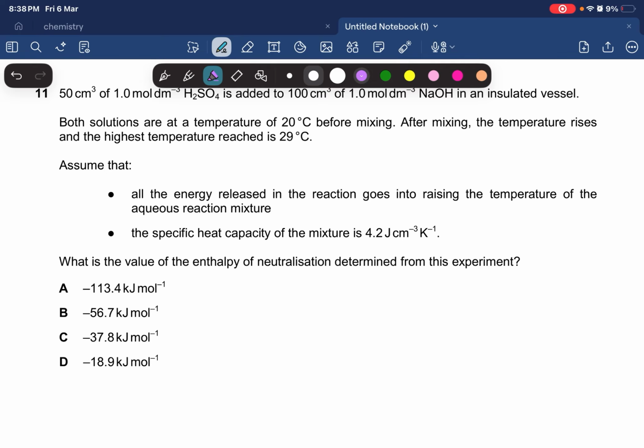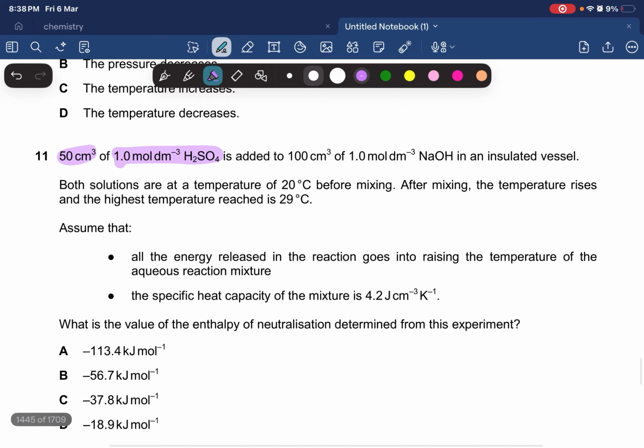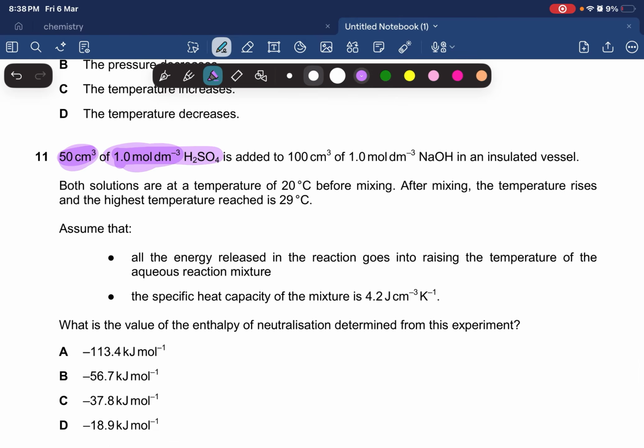So the next question states that 50 cm cube of 1 mole per dm cube H2SO4 is added to 100 cm cube of, again, 1 mole per dm cube NaOH in an insulated vessel. So we have the moles, the volume and the concentration, so we can easily calculate the moles. Both the solutions are at the temperature of 20 degrees Celsius before mixing. After mixing, the temperature rises and the highest temperature reached is 29 degrees Celsius. Okay, so let's write the equation between sulfuric acid, H2SO4, and NaOH. What are we going to form?